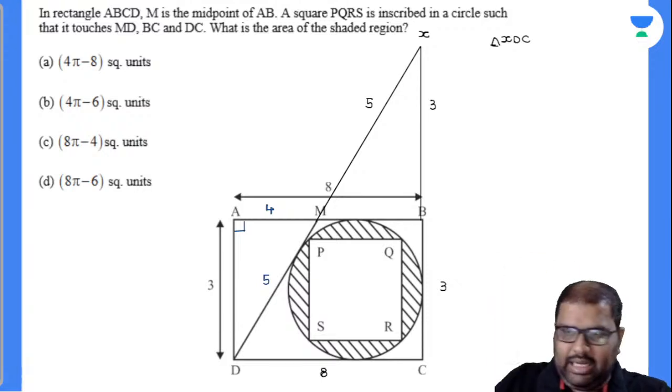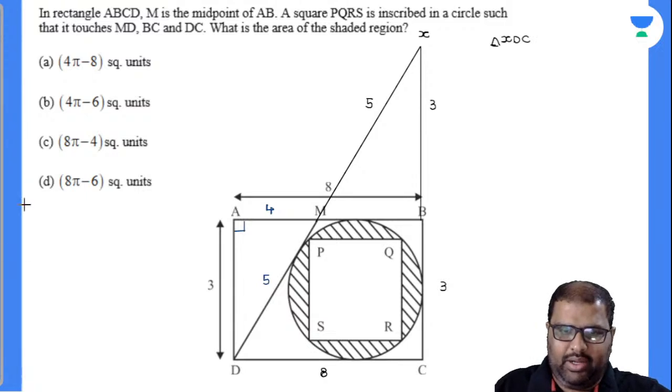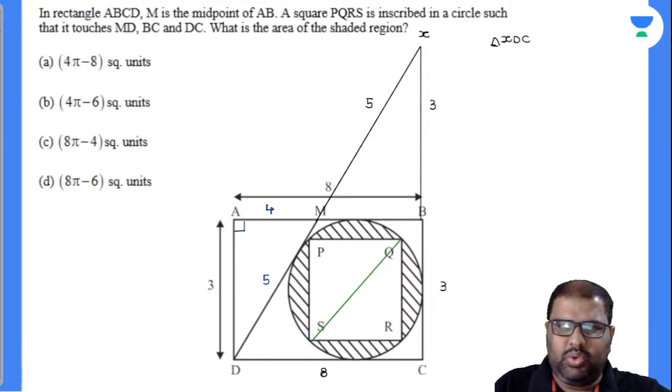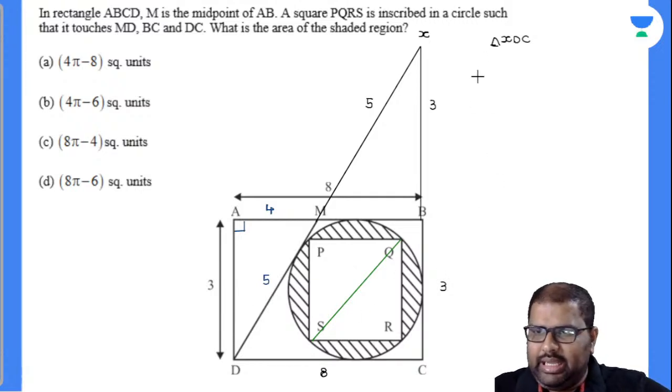In a right angle triangle, this circle is nothing but called the in circle. Am I right or wrong? Very good. Now, this is nothing but the diameter of the in circle. Diameter of the in circle is nothing but equal to the diagonal of the square. Am I right or wrong? Yes or no? Yes, perfectly. So first of all, I will find out the in radius.